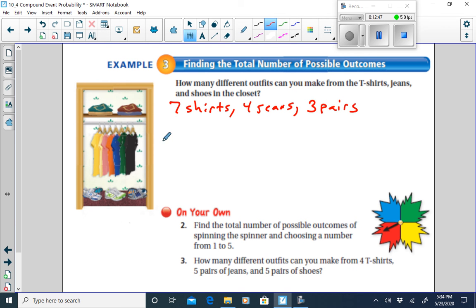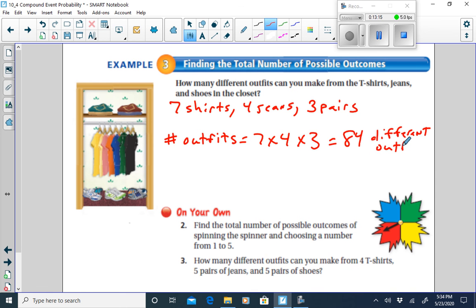The counting principle says that the number of outfits is going to be equal to 7 times 4 times 3. So we multiply the number of possibilities for each category, and we wind up with 84 different outfits. 84 different outfits. All right?